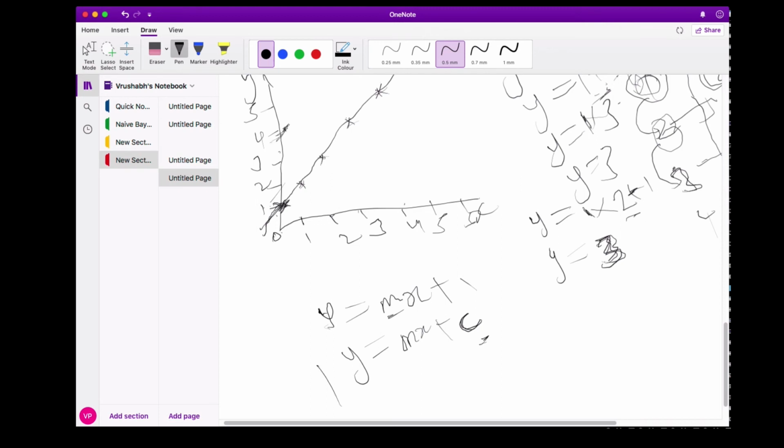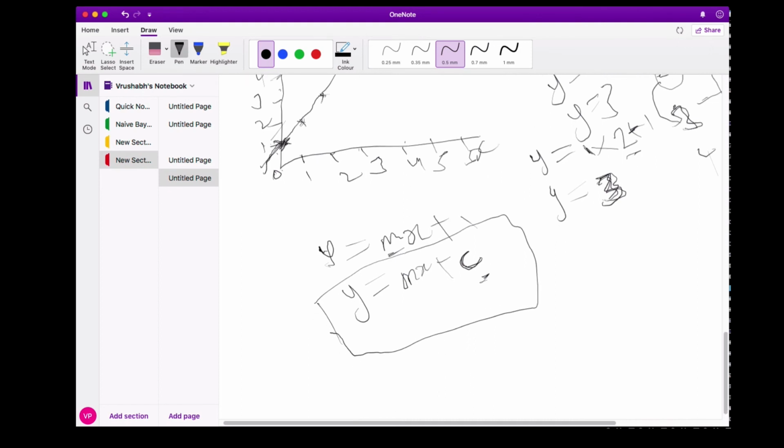So this one that we have over here becomes our linear regression equation, which is y equals mx plus c.